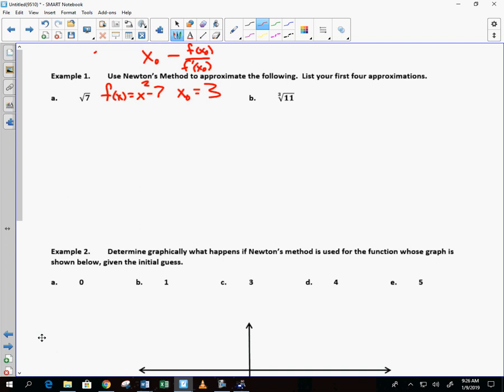So again, picture Newton. He's got no calculator. He can't press the square root of 7 on his calculator. So what does he do? He takes 3 minus, what is f of 3? When you plug 3 in, you get 2, over f prime of x. What is f prime of x? 2x. So if I plug in 3 there, what do you get? 6. What is 3 minus 2 over 6? 2 2/3. Everybody agree that that's 8/3? 8/3. That's our new guess.